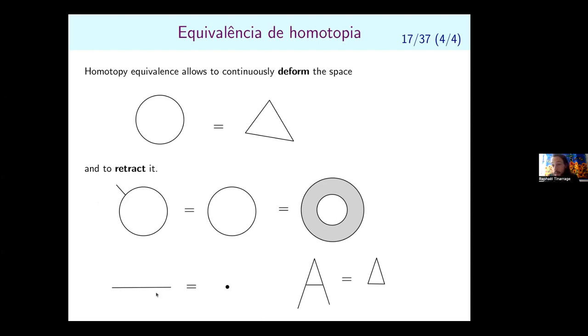The line is homotopy equivalent to a point because I can retract it. The letter A is homotopy equivalent to a triangle because I can take the legs of the A and retract them. I cannot open, I cannot cut. This triangle is not equivalent to a point. I would have to retract it, which is not possible, right? Okay, so this was a lot of definitions.